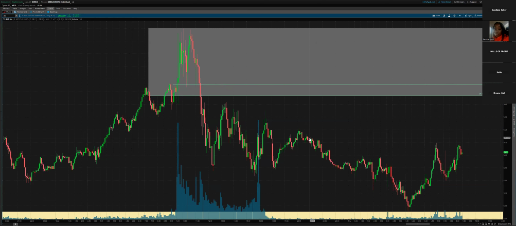Okay, so I'm gonna go ahead and hop off. I'm gonna screenshot this and put the plan under the daily level section, and I'll be back at around 9:30 when the market opens to see what's gonna play out.